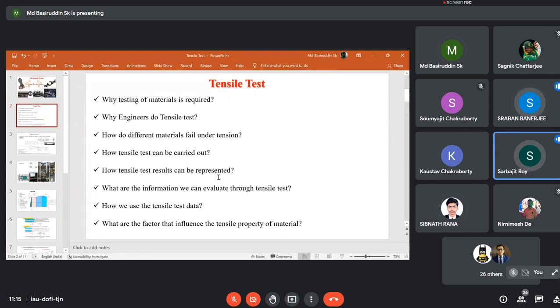Sir, find the dimensions of the cross section. Sir, for that material, we get the ultimate stress or the yield strength, to determine the factor of safety in design. Yes, to determine the factor of safety, one aspect is fulfilled.